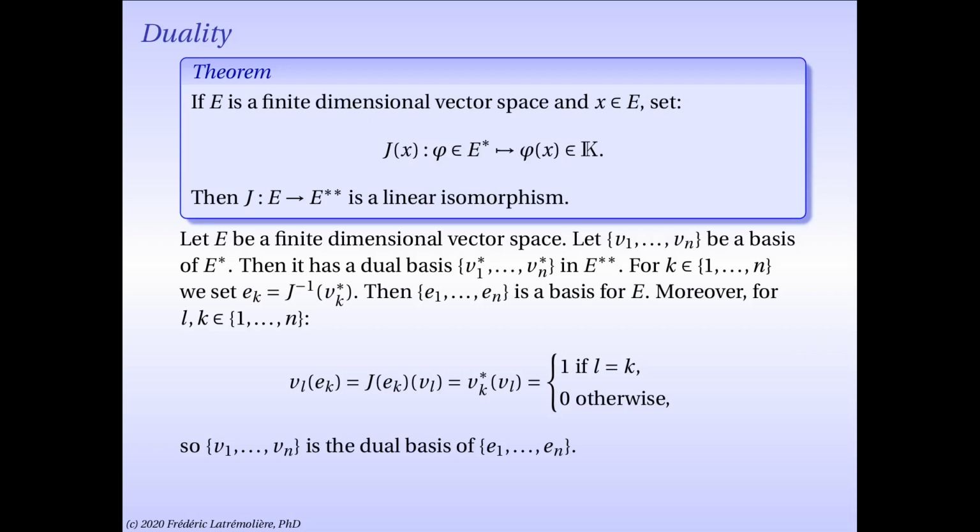So in order to get the desired property, either I would have to assume that J is a linear isomorphism, or I will need to have some additional assumption, and that's what we're going to see in the next theorem.